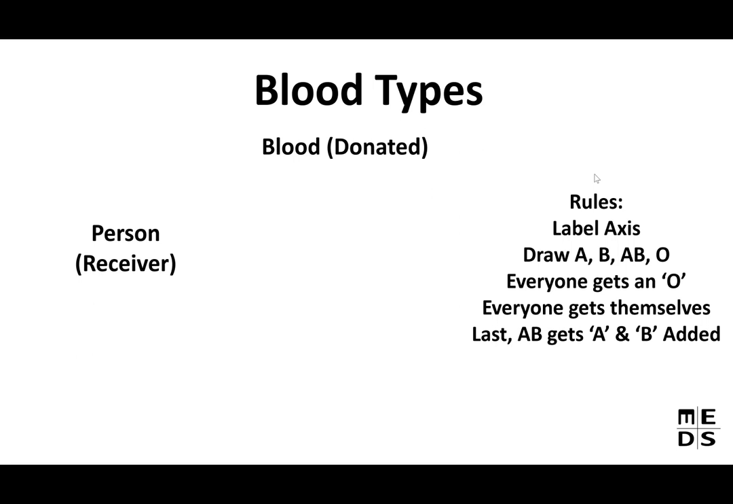So next what we're going to draw is the A, B, AB, and O along the y-axis. And then what we're going to do is everyone's going to get an O on the right over here. So you just draw a bunch of O's for all 4. And then everyone gets what they are themselves. So you can see here, A is going to get A, B is going to get B, AB is going to get AB, along with, because it has A and B in its name as well, it gets A and B individually as well. And then unfortunately, O only gets O.